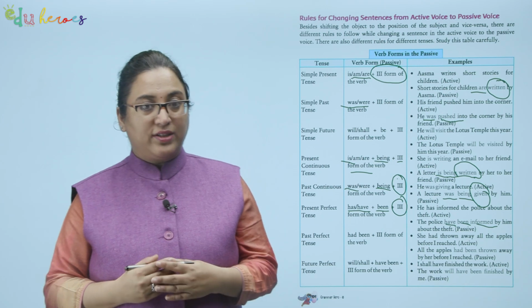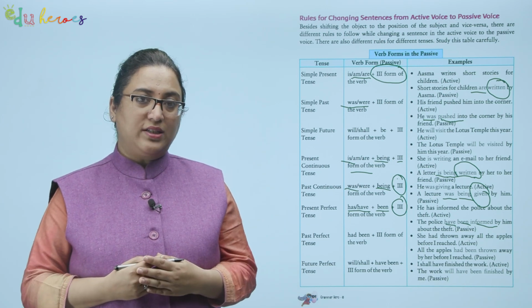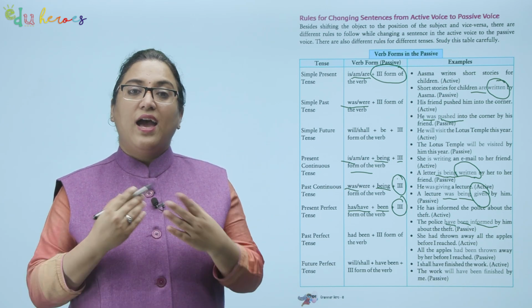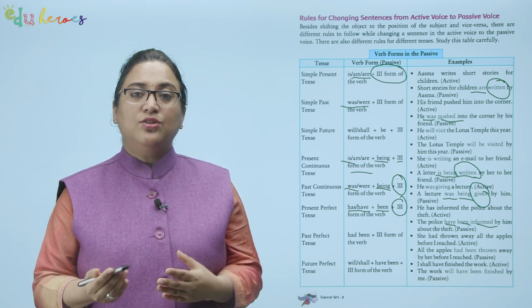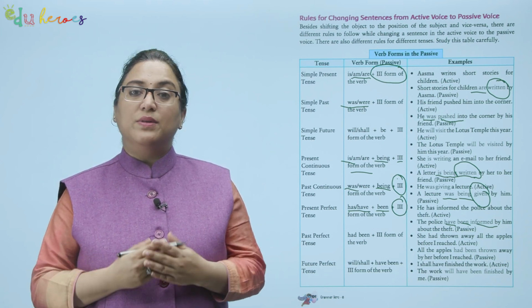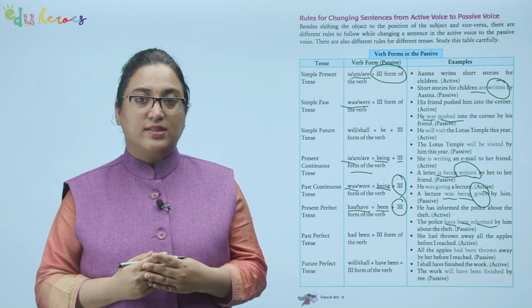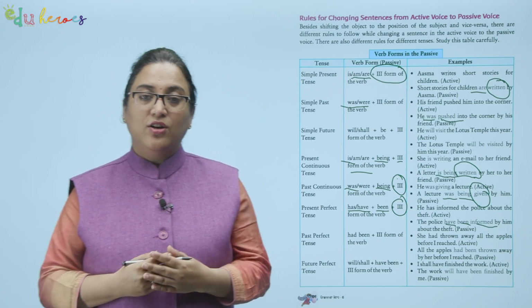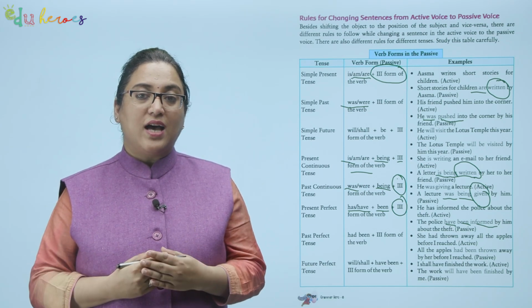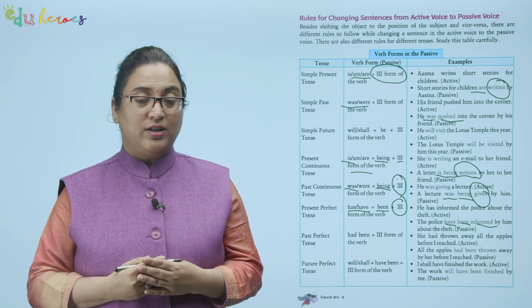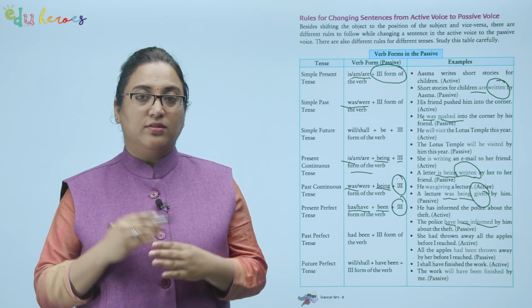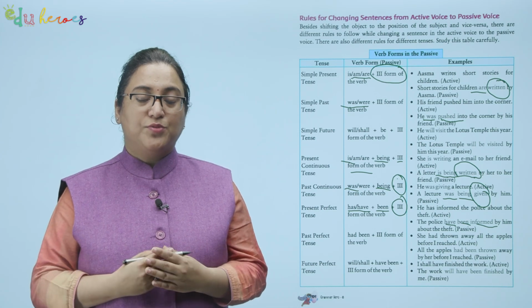When in past perfect tense, similar to present perfect, but here we will use had been plus third form of the verb. She had thrown away all the apples before I reached. Active voice. When in passive, all the apples had been thrown away by her before I reached. Children, I am sure you are observing the interchange of subject and object.